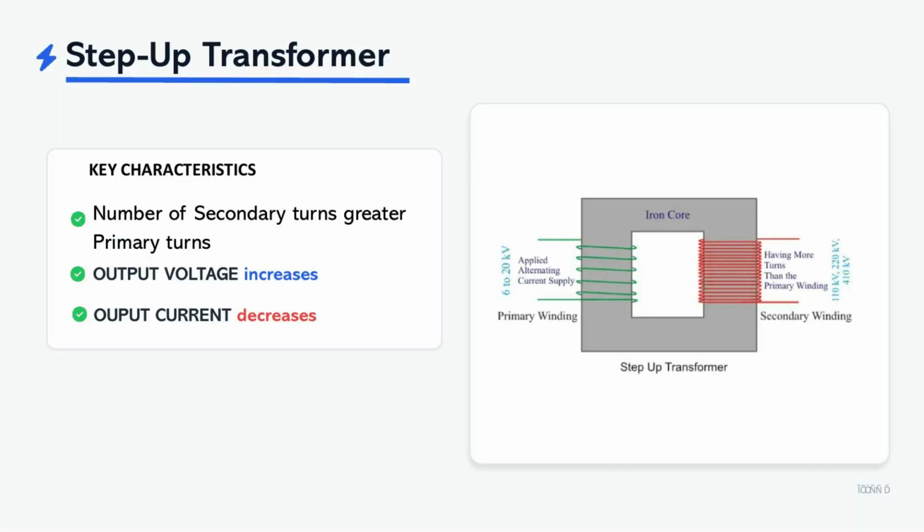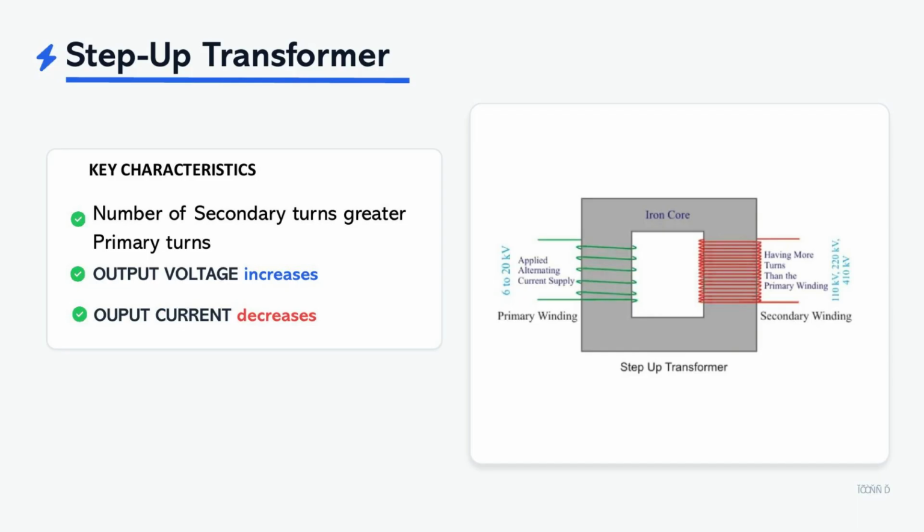The step-up transformer has more secondary turns than primary turns, which increases the output voltage. This high voltage is necessary to accelerate electrons for X-ray production. However, as the voltage increases, the output current decreases.